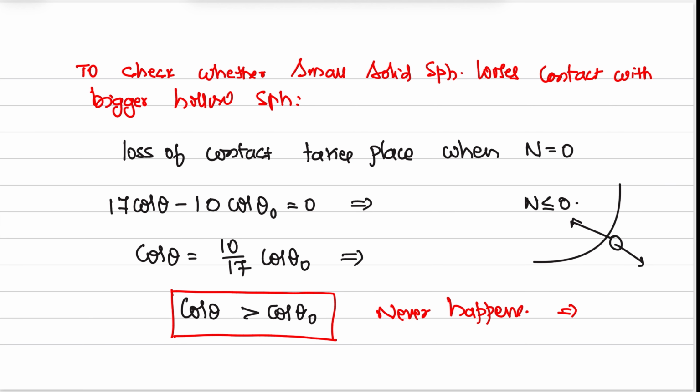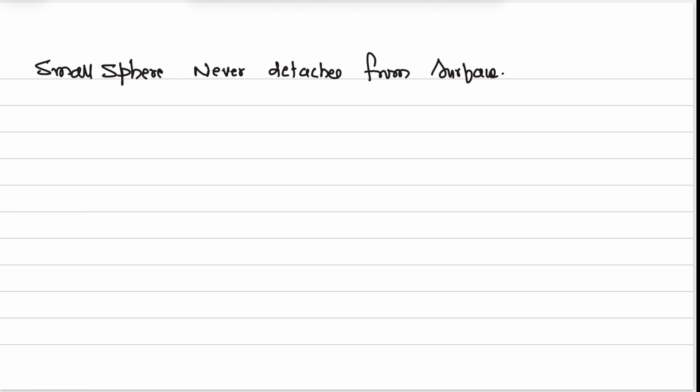That means the small sphere never detaches from the surface of the hollow sphere. This is also proved. That means all the values are proved in this.